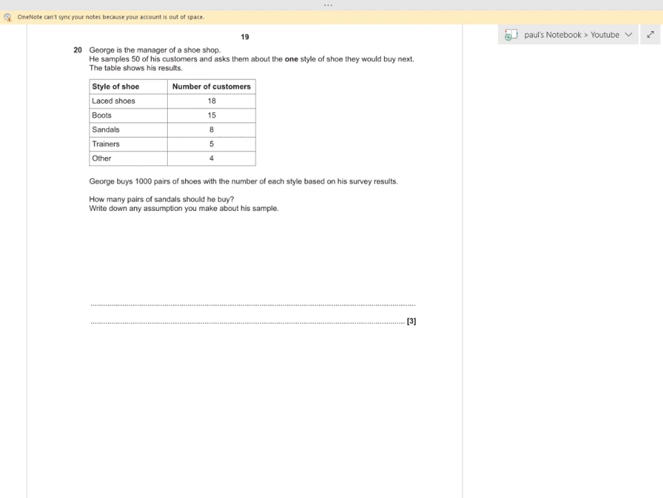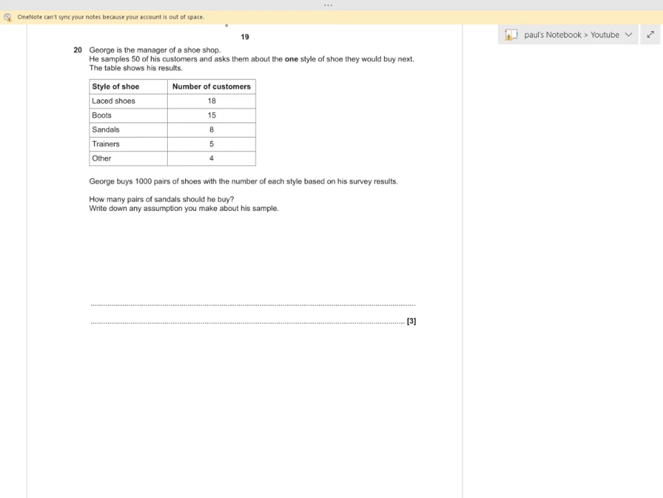Right, George, my goodness, George, what's going on? Now, you're a manager of a shoe shop, and he samples 50 of his customers and asks them about the one style of shoe that they would like. Look, run out of space up there. Who knows? Can't be bothered. Doesn't matter.